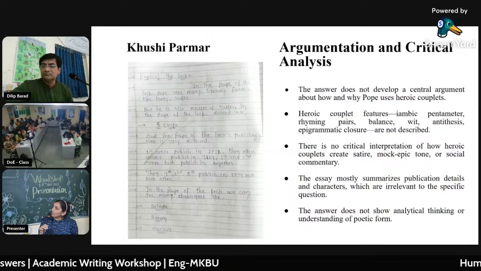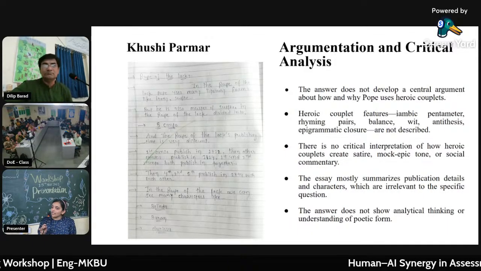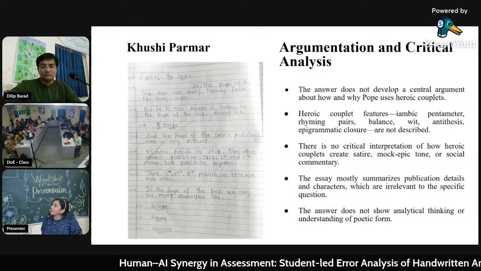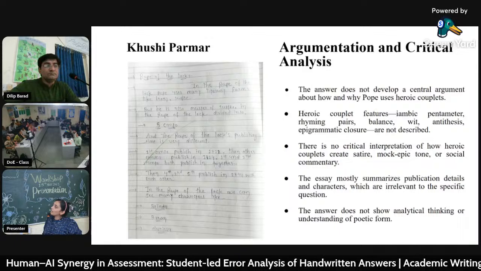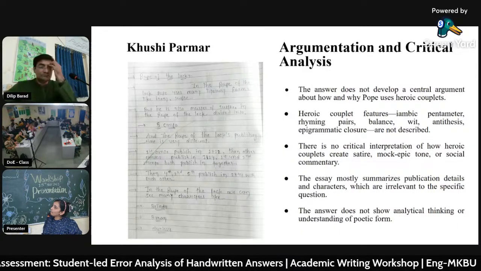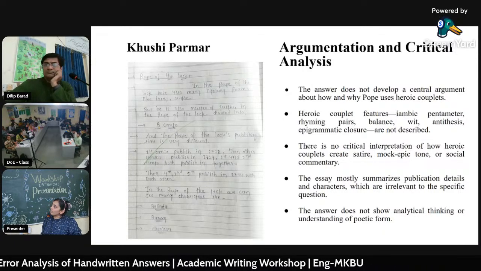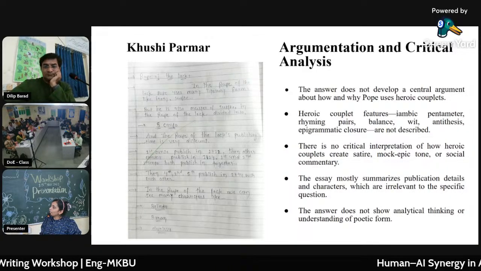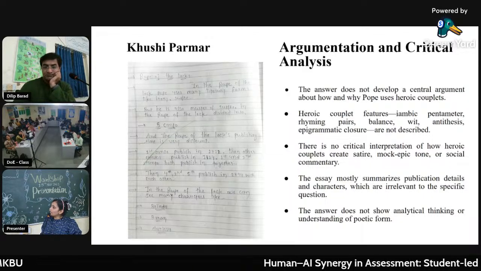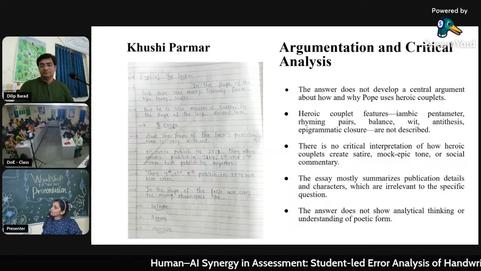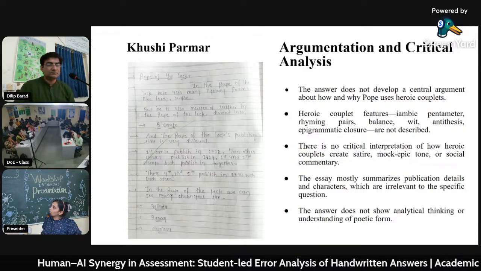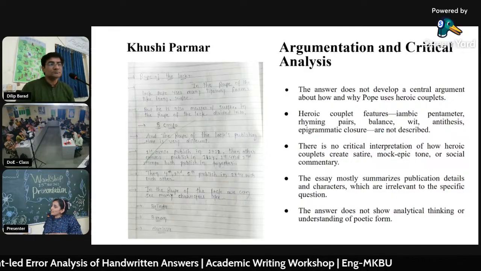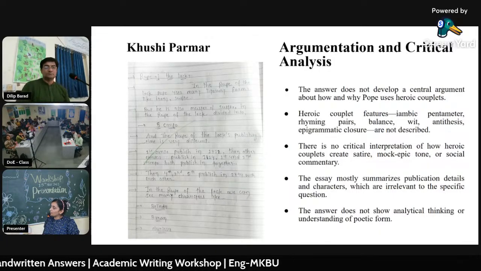So in my paper, I have made mistakes in argumentation and critical analysis. We can see the answer does not develop a central argument about how and why Pope uses heroic couplets. Heroic couplet features such as iambic pentameter, rhyming pairs, balance, antithesis, and epigrammatic clauses are not described. The essay mostly summarizes publication details and characters, which are irrelevant to the specific question. So there is no critical interpretation of how the heroic couplet creates satire, mock epic tone, or social commentary. This answer does not show analytical thinking or understanding of this poetic form.